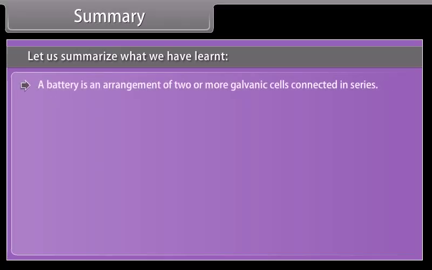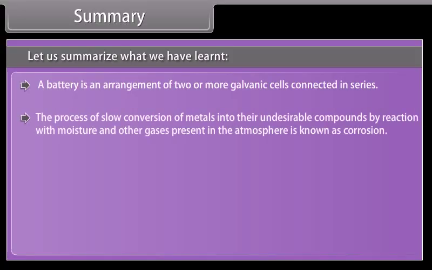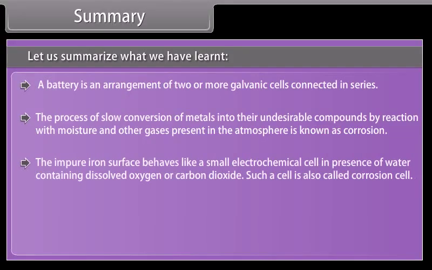A battery is an arrangement of two or more galvanic cells connected in series. The process of slow conversion of metals into their undesirable compounds by reaction with moisture and other gases present in the atmosphere is known as corrosion. The impure iron surface behaves like a small electrochemical cell in presence of water containing dissolved oxygen or carbon dioxide. Such a cell is also called a corrosion cell.